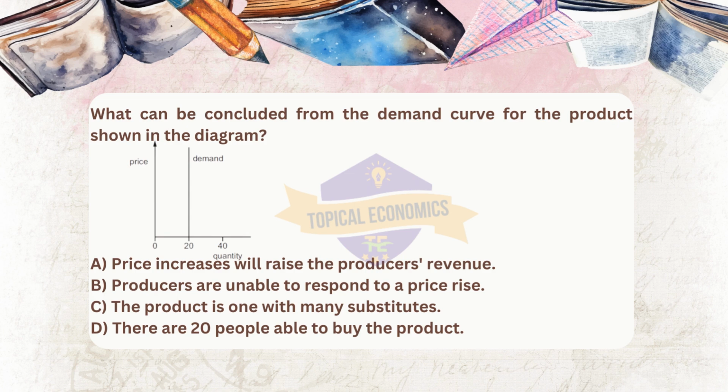If we look at the other options given to us, option B, producers are unable to respond to a price rise, is incorrect. Producers can respond to price changes. The ability to respond is not determined by the elasticity of demand. Option C, the product is one with many substitutes, is incorrect. Inelastic demand typically indicates fewer substitutes, as consumers are less responsive to price changes. And option D, there are 20 people able to buy the product, is incorrect. This does not directly relate to the characteristics of the demand curve. It does not accurately reflect demand in terms of quantity or price.